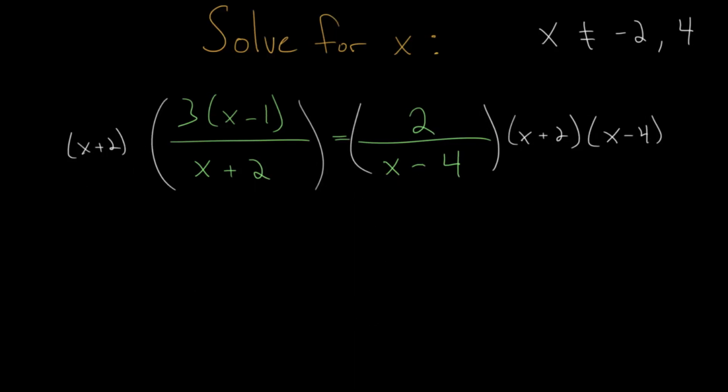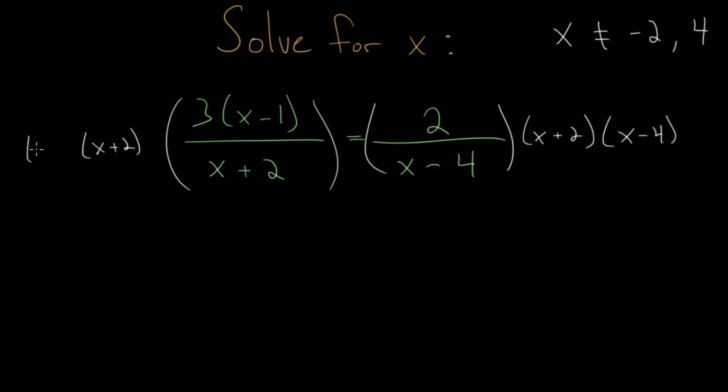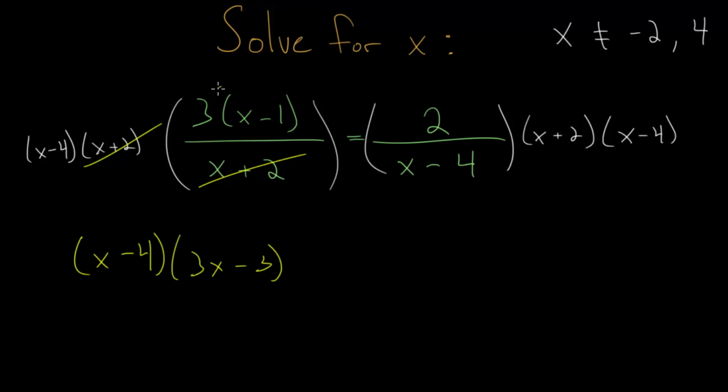So on the left, let me just make a little bit more room here. We have x minus 4 multiplying through. And carrying out this distribution, notice on the left, the x plus 2 in the top and in the bottom cancel out, so that we get this x minus 4 multiplied by 3x minus 3 if we actually distribute here. And on the right-hand side, notice that the x minus 4s will cancel out, so that we get 2 multiplied by x plus 2, which we can rewrite as 2x plus 4.